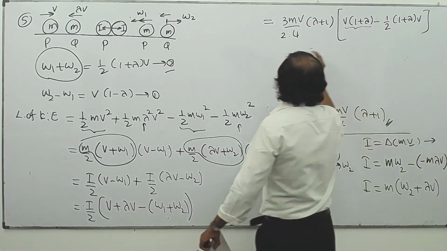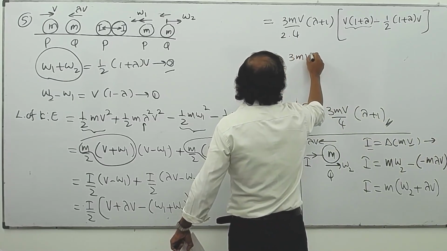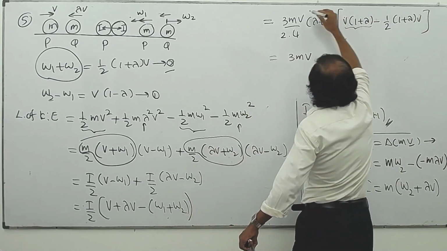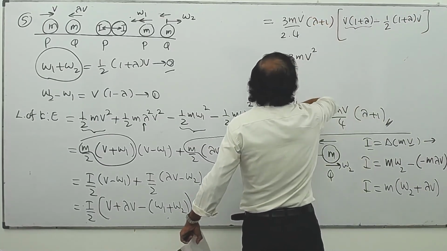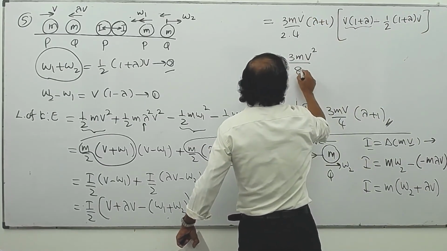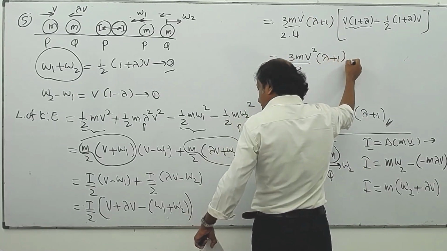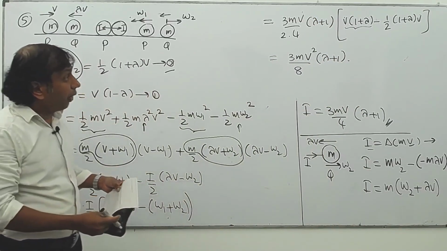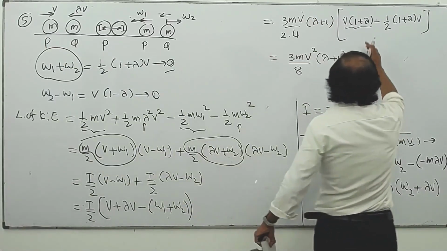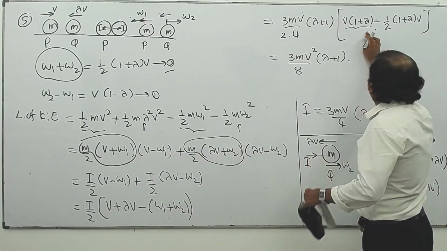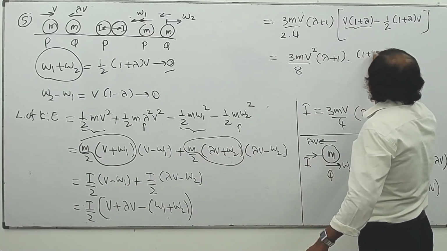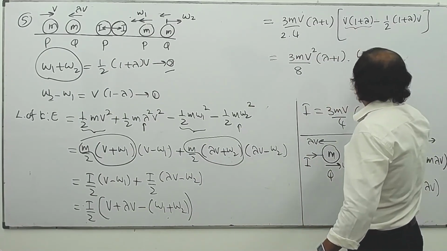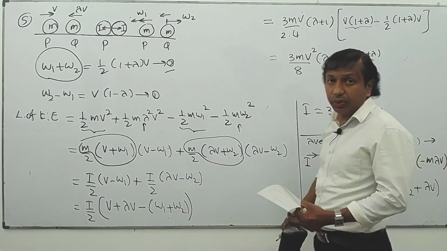And then we get 3mv. This v also we take out, so this will be v squared. Here we have 8, here lambda plus 1. Here we have 1 plus lambda by 2, because we took this v out. Now this and this 16. You get the answer.